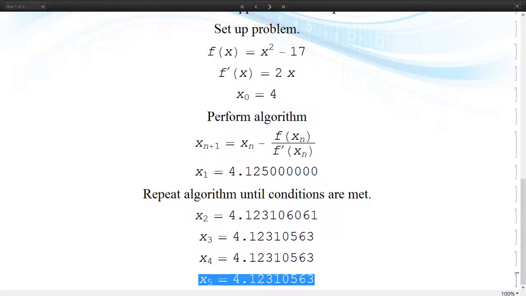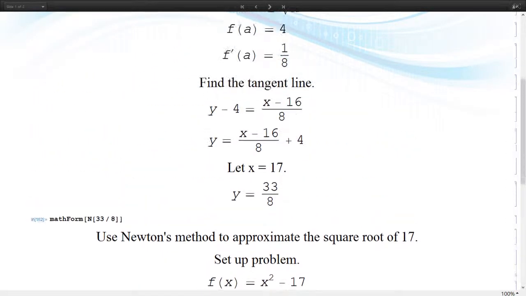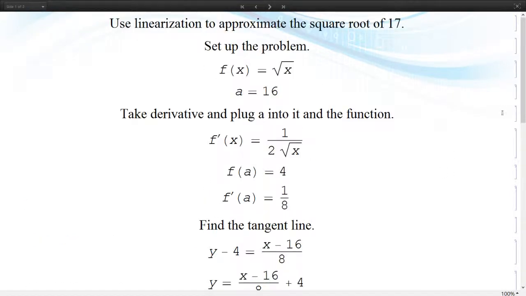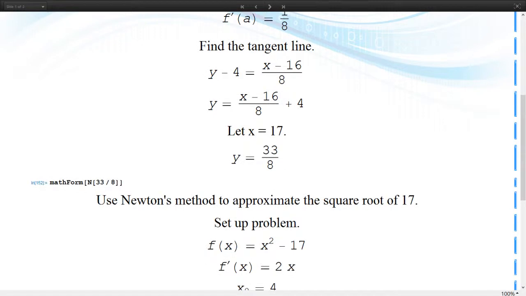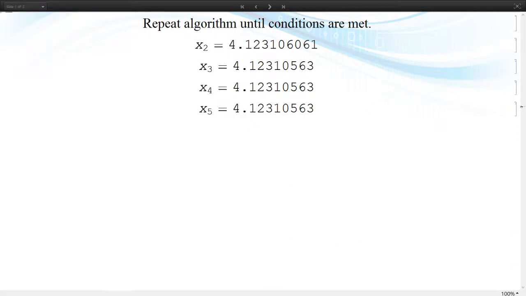Well, those are the problems that I had so far. But we can do some more Newton's method and more linearization problems to fill out the last of the hour. So let's do another one of these.